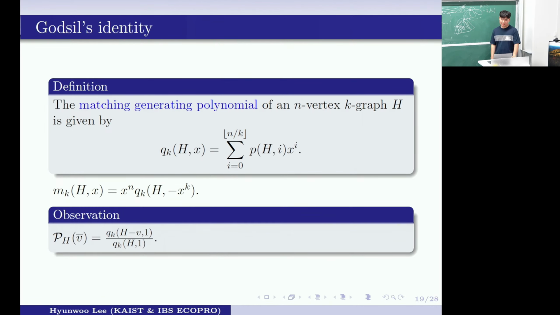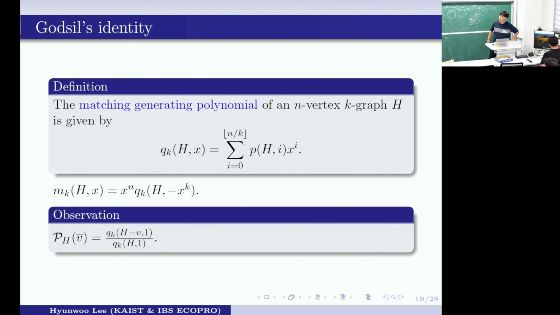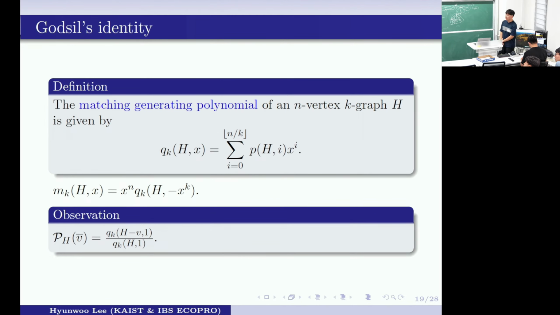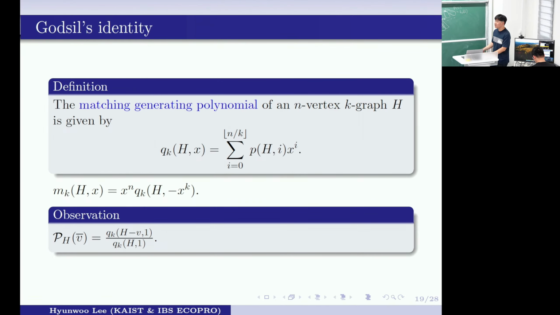One crucial observation is that we can compute this P_V bar by using the matching generating polynomials. The denominator, Q_H(1), is just counting the number of all matchings in H, and the numerator, Q_{H-V}(1), is counting all the matchings that do not contain V. So this ratio is exactly P_V bar.